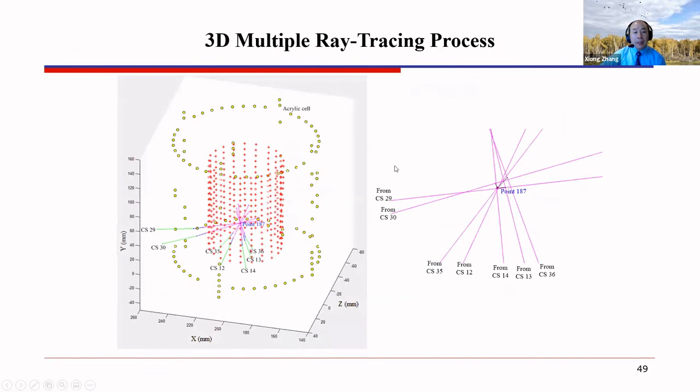We can do the 3D retracing after we know the camera position. For example, for one point, we have 7 pictures to do the analysis. If you look at it here, there's no difference. When you enlarge it many times, you can see some differences, right?